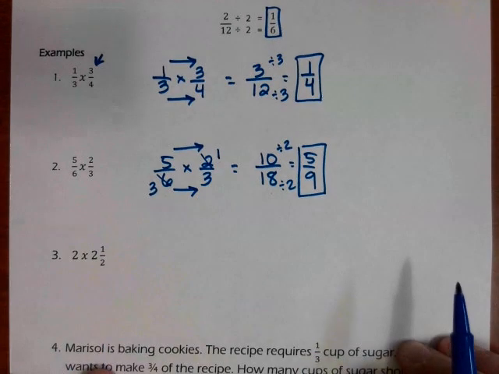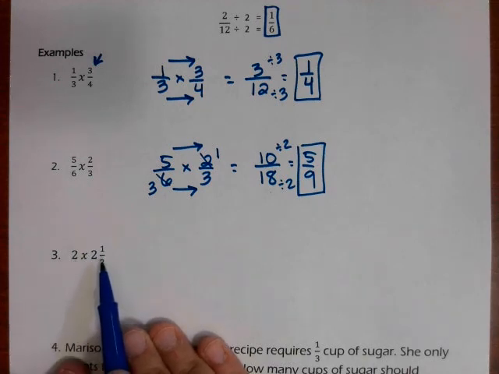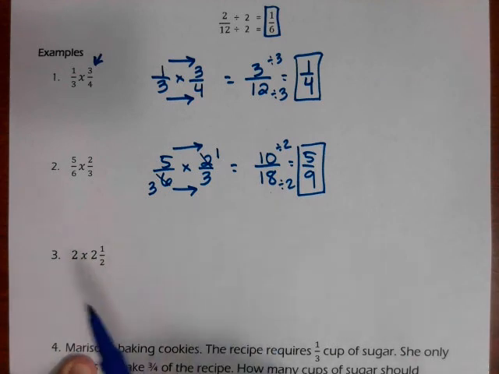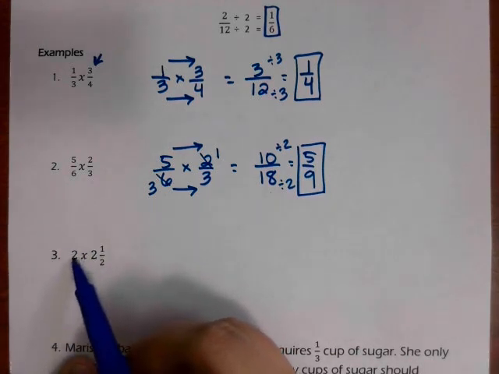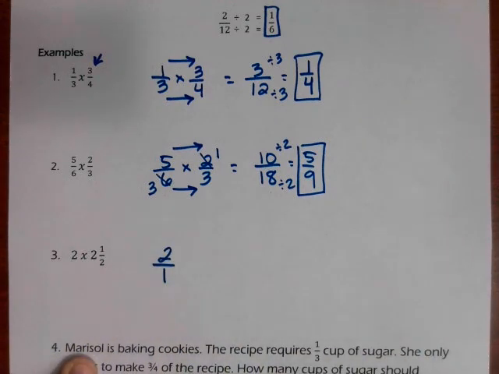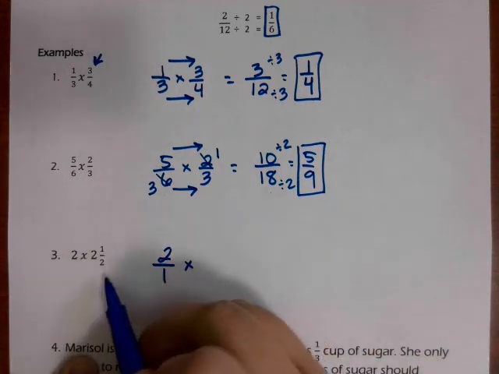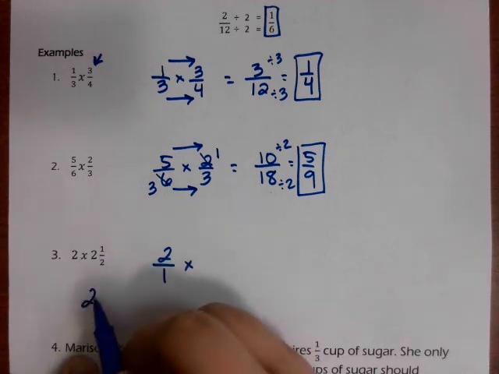Now this one's a little bit different. You notice that we have a whole number and then we have a mixed number here. So this one's a little bit tricky. Well, not tricky, but a little bit special circumstance. So first thing we have to do is convert this fraction, or this 2, the whole number, into a fraction. To do that, you simply put it over the number 1. And we're going to multiply it by this mixed number. Now this mixed number needs to be made into an improper fraction.